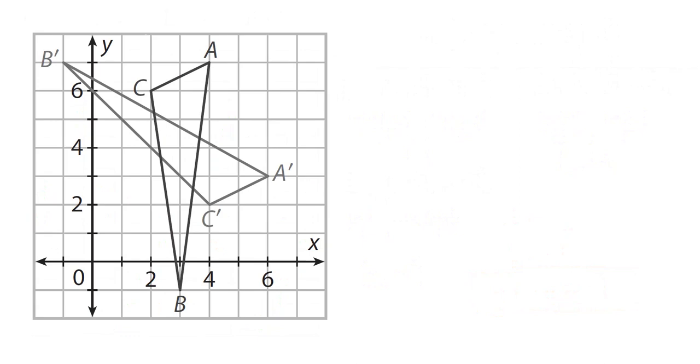So let's take a look at this second example and go ahead and specify the line of reflection in this situation. So remember, step 1 will be to draw line segments from each point to their partner point. So here's my line segment from A to A prime, and from B to B prime, and finally from C to C prime.